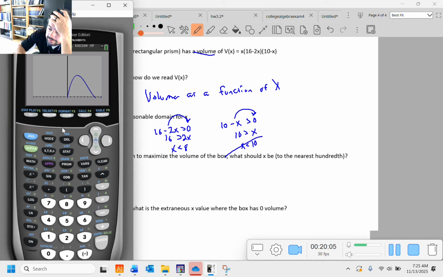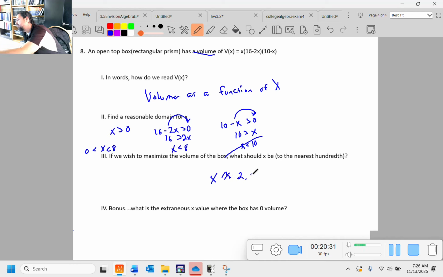We're going to hit second, trace, 4 for maximum, because I want to maximize the size of the box. The left, enter. The right, enter. Enter for a guess. 2.944. Actually, if you round to the fourth decimal place, 2.9450. Of course, I took variations of this, but 2.9450.